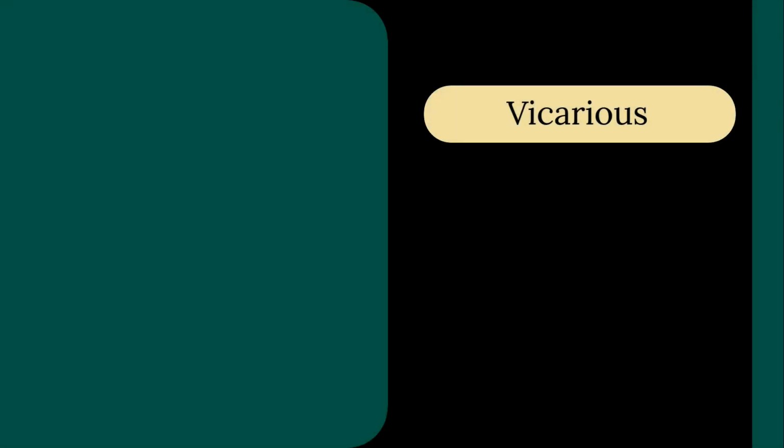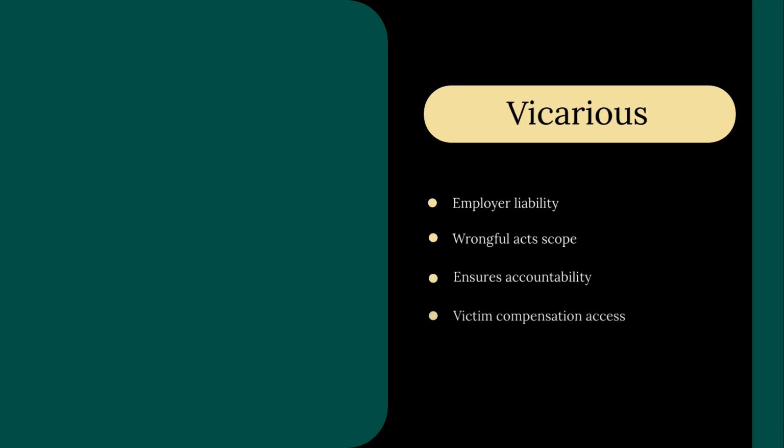Vicarious liability is a legal doctrine where an employer is responsible for an employee's wrongful acts. This occurs if the act is within the employment scope. It ensures accountability for those in control. The principle is crucial in employment relationships. It allows victims access to compensation.